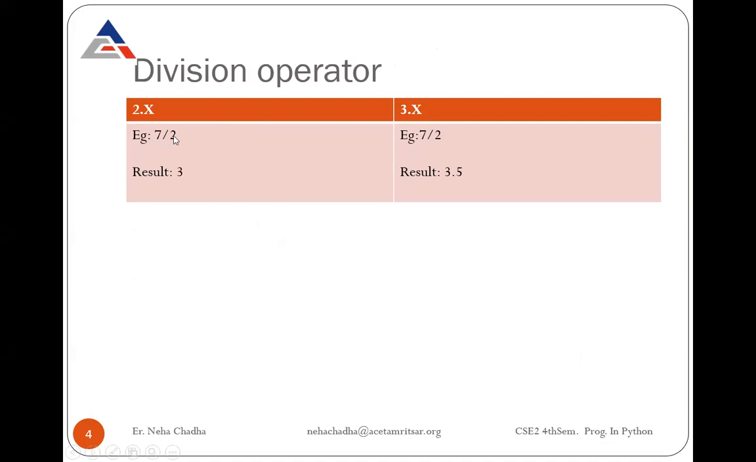In 2.x, there is no provision to get a float value when we divide 7 by 2. If we divide 7 by 2, then we will get the result as 3. But in 3.x, if we divide 7 by 2 or any value, this is just an example, we will get our result in floating points.